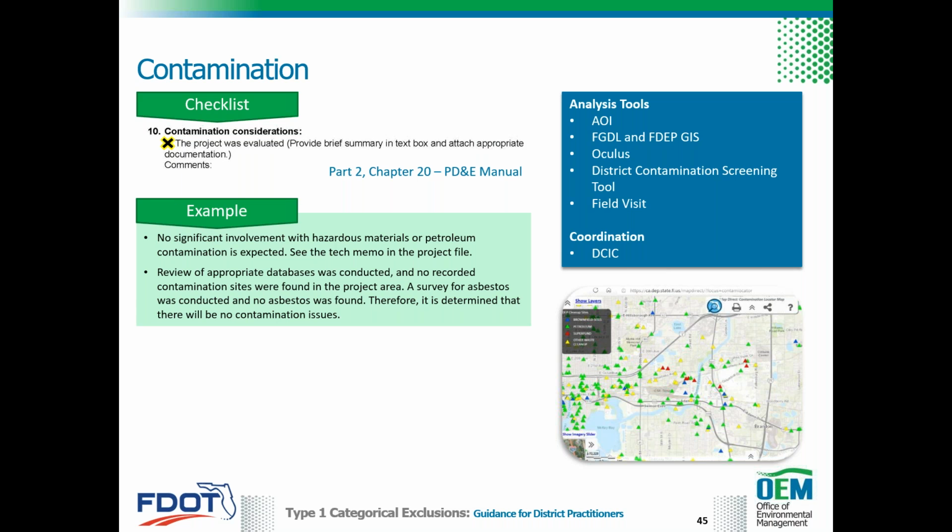FDEP has a contamination locator map and an institutional control registry. There's also a National Priorities List, Superfund Enterprise Management System, and you can look at aerial imagery and also Oculus. You're going to need to conduct field visits and interviews as necessary. Also provide a summary of findings in the comment box in the checklist and upload the Level 1 report or technical memorandum as appropriate in SWEPT. Guidance on documenting analysis and coordination on contamination is provided in Part 2, Chapter 20 of the PD&E Manual.